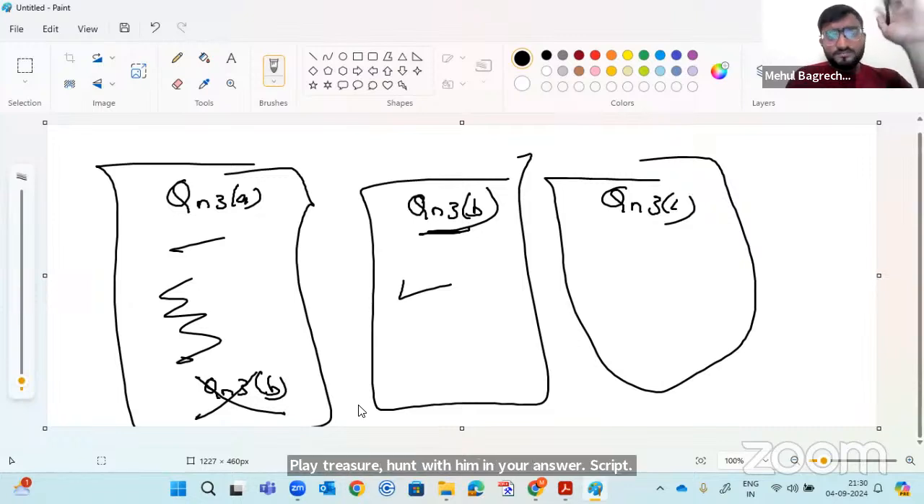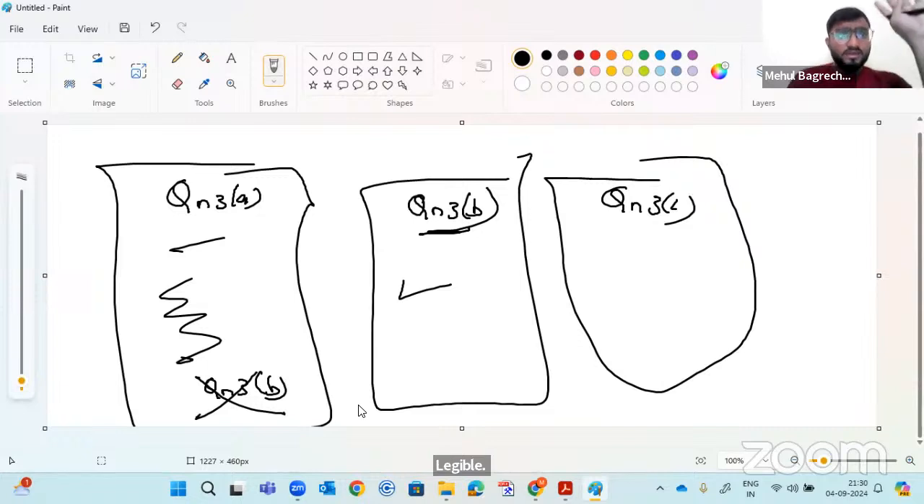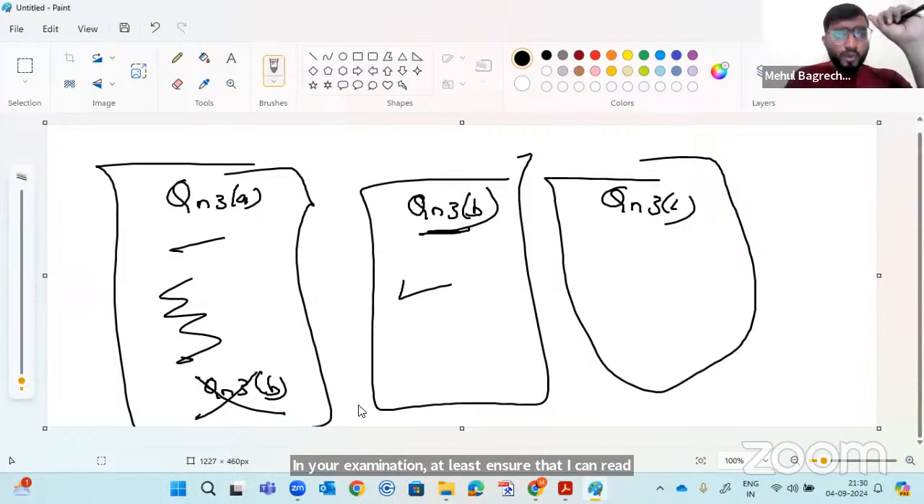What am I trying to say? Handwriting has to be legible. I'm not asking you to write calligraphy in your examination. At least ensure that I can read what you've written. Please make a note. Whenever you're writing answers, let it be in bullet points. You're not going to write paragraphs. No paragraphs at all. Every bullet point will have one word which is underlined. Why underlined? Because I want the evaluator's attention only on that important word.